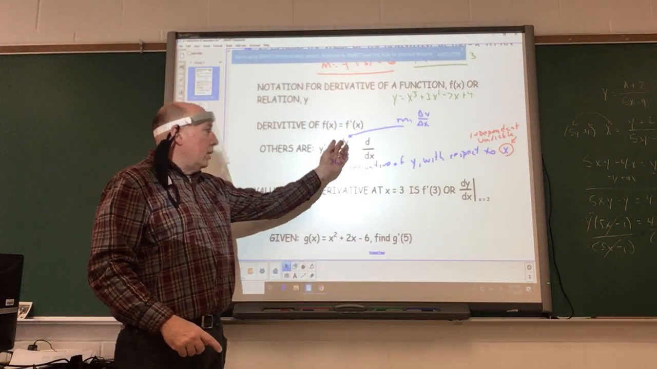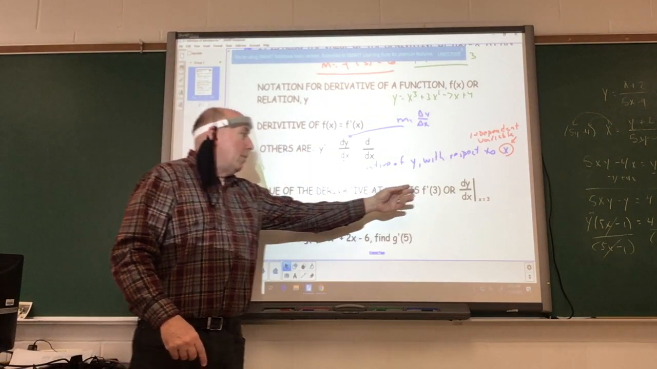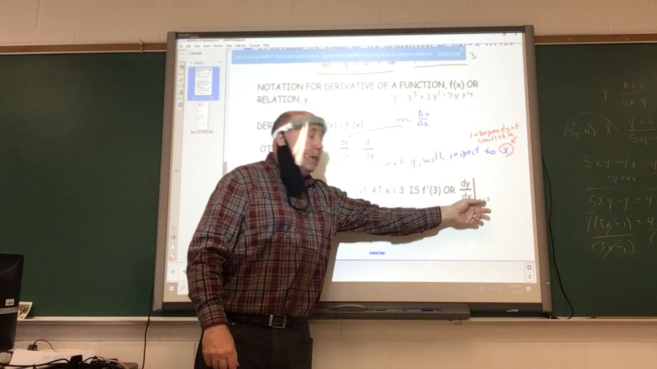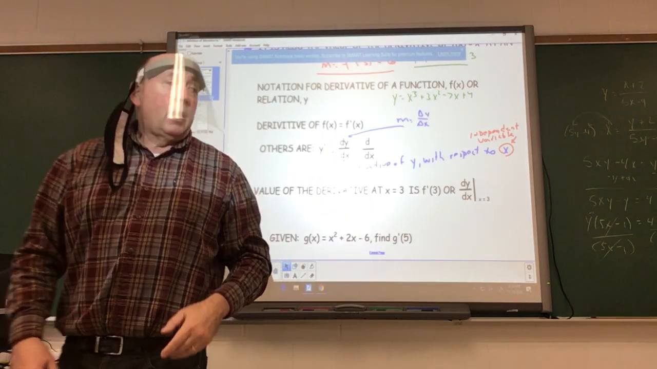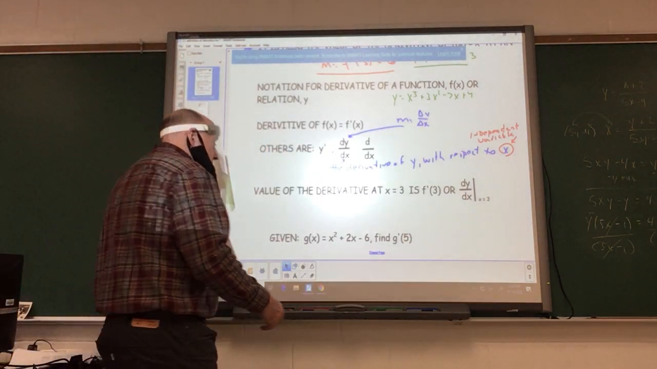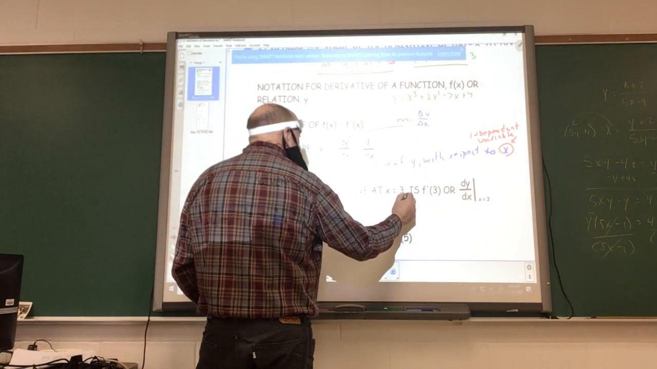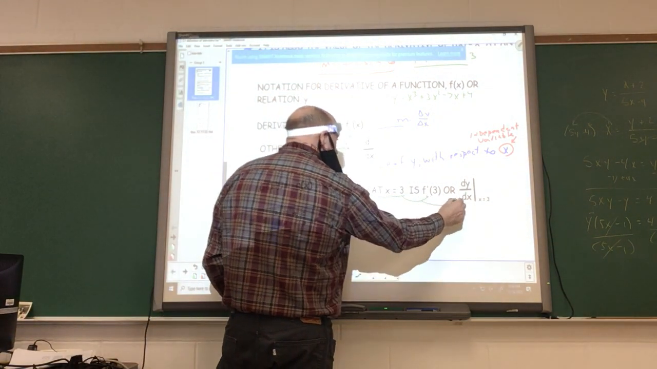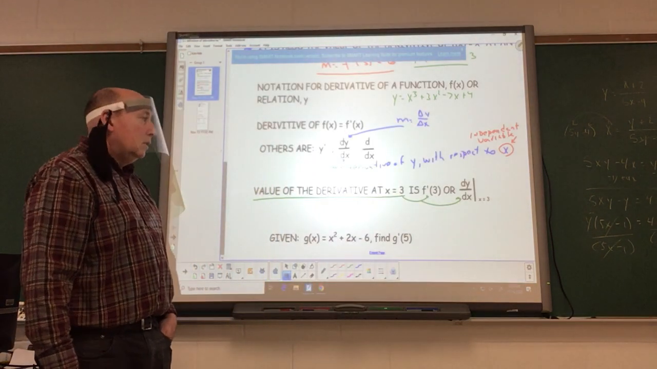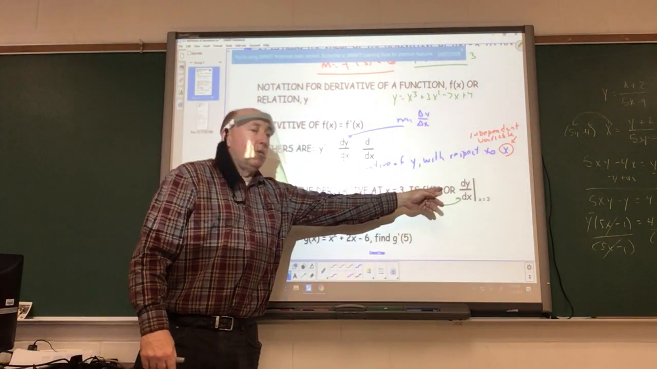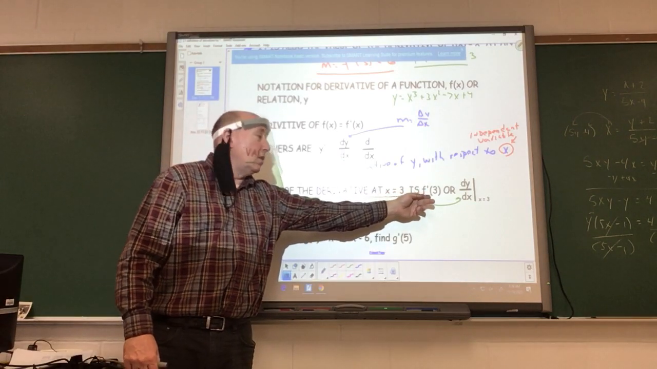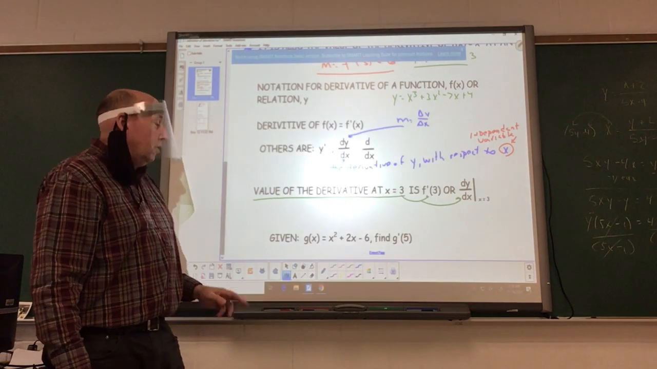Using this notation, we can write y prime at 3, or we can write dy dx with a little subscript x equals 3. Okay, that is all the derivative. The derivative at the value 3, we could signify with either of these: the derivative of y with respect to x at x equals 3, or the derivative of my function at 3.